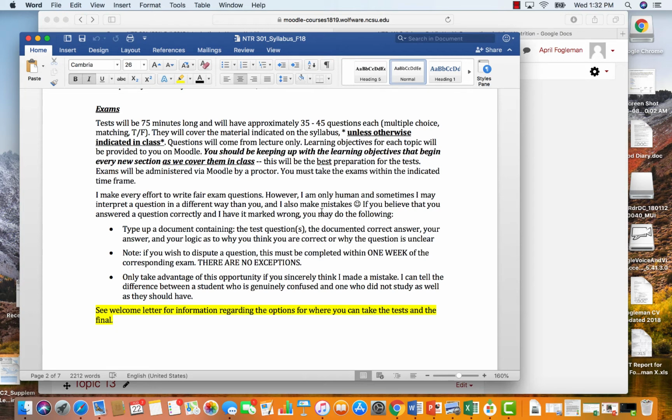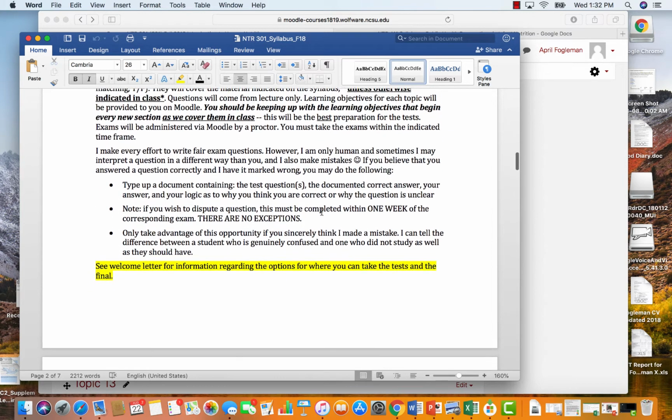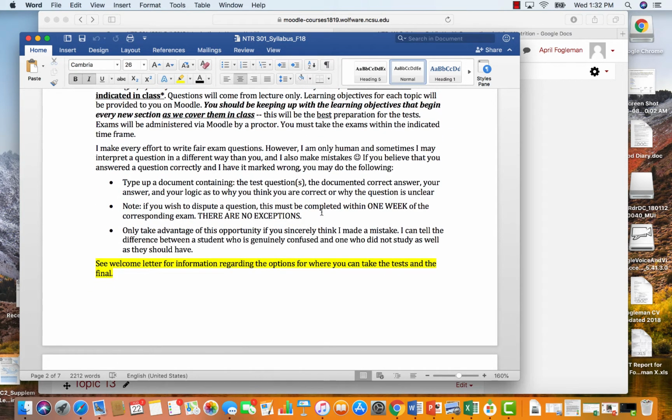I make every effort to write fair exam questions, but I'm only human and sometimes I make mistakes. I have a very fair process. If you believe that you answered a question correctly and I have it marked wrong, you can do the following. You can type up a document containing the test question or questions, the documented correct answer, your answer, and your logic as to why you think you are correct or why the question is unclear. I ask you to do it this way because with so many students, there's 120 students in this class, and I have another class as well.